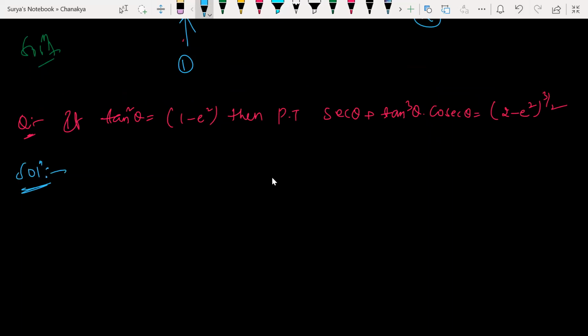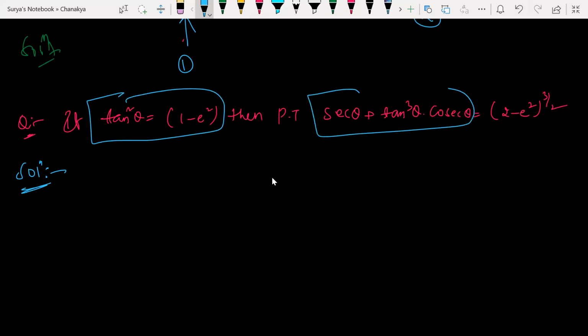Come on, how can I solve this? Guys, this is equal to this, given. We have to prove this is equal to this. Very, very simple actually.